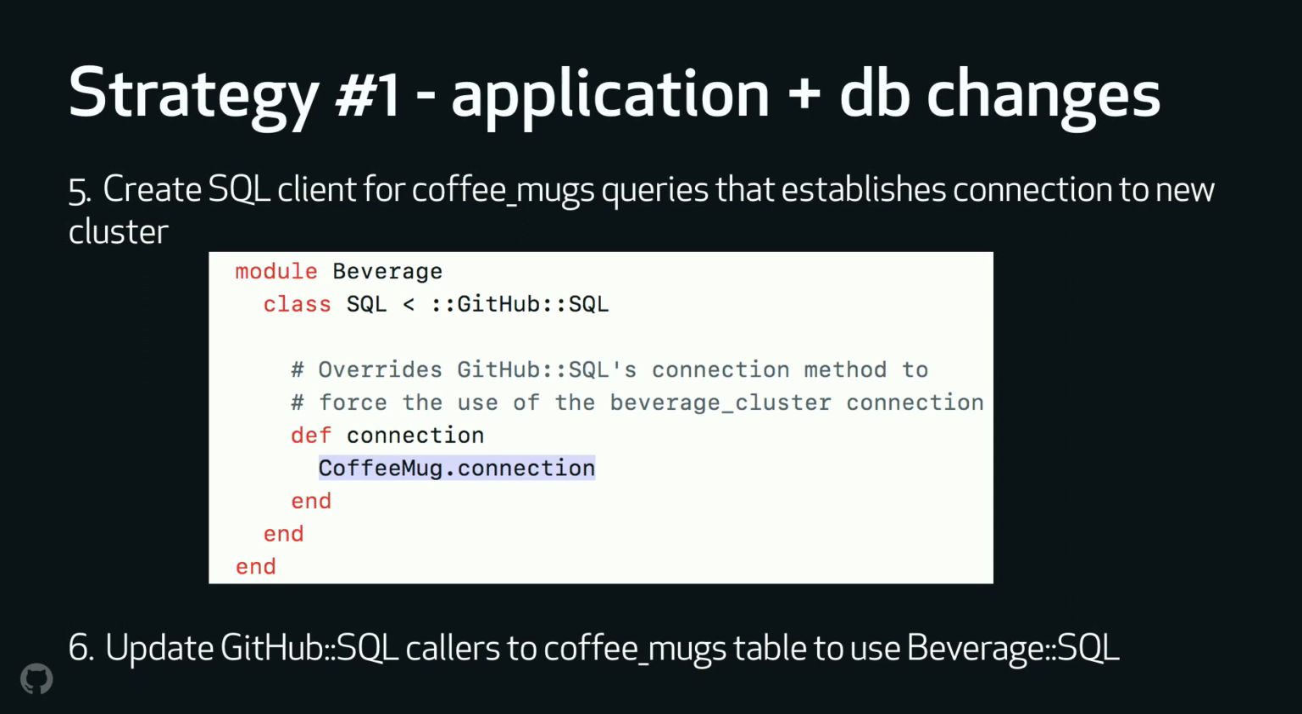And then, in our Rails application, we do some raw SQL queries. So we have ActiveRecord queries and SQL queries. So we needed to create a custom SQL client that would use that same connection, and then update all of the callers of SQL queries going to the coffee mugs table to use that custom SQL client. So at this point, everything is wired up, but we're still pointing to MySQL 1 for everything.